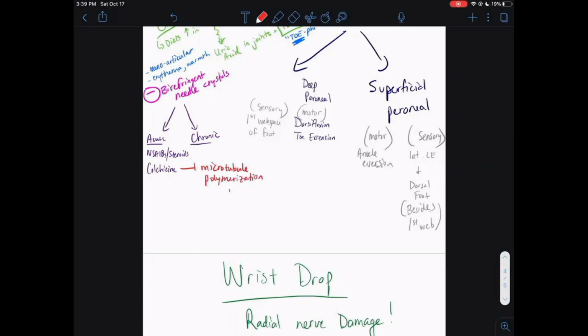All right, and so that's going to cause a decrease in neutrophil chemotaxis because you can't pull them to the site if your microtubules don't work. All right, if your neutrophils don't get there, guess what? That causes decreased inflammation. Okay, so now you just learned another really important fact about gout: the synovial fluid is loaded with crystals and neutrophils. All right, so you have these negatively birefringent crystals, but you also have tons and tons of neutrophils.